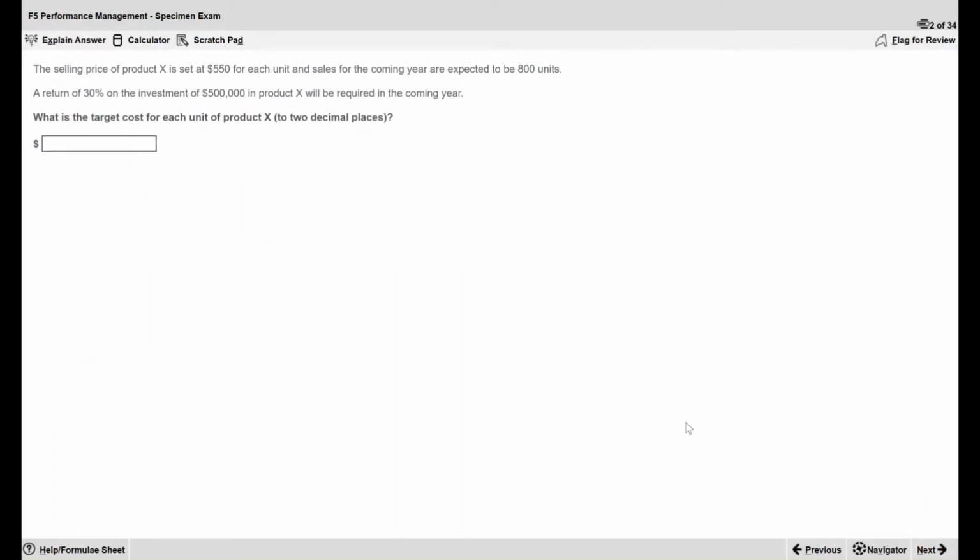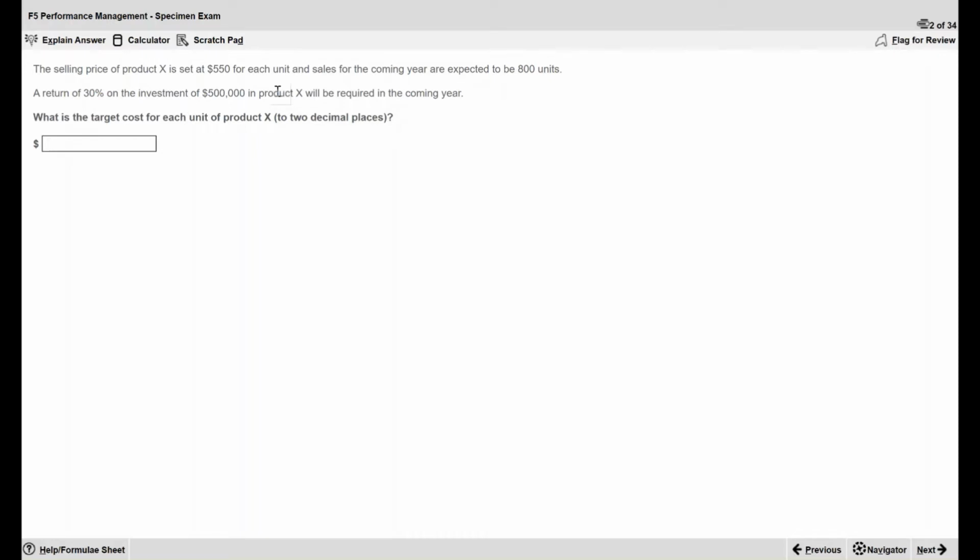Okay, what is the target cost for each unit of product X to 2 decimal places? The selling price of product X is set at 550 for each unit, so that is our target selling price, and sales for the coming year are expected to be 800 units. So a return of 30% on investment of 500,000 in product X will be required in the coming year. So what is the target cost for each unit of product X?